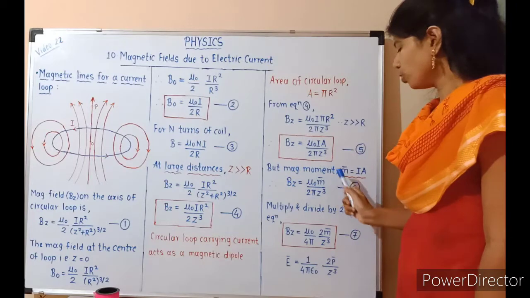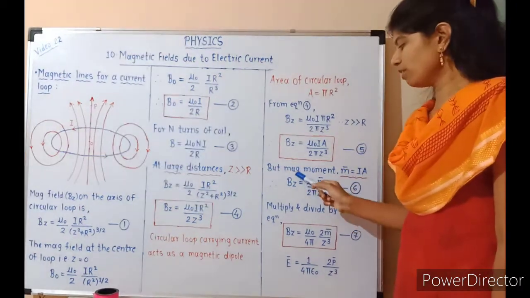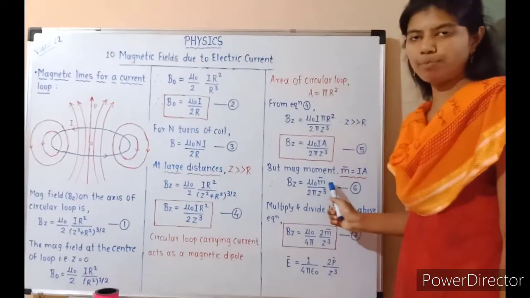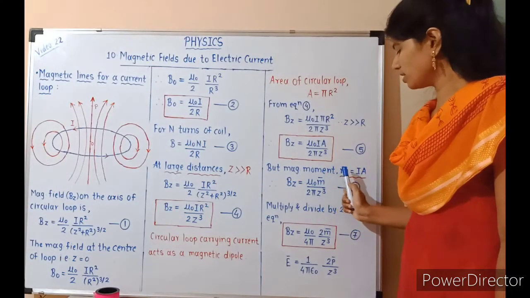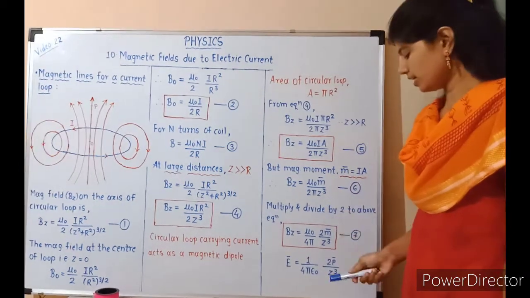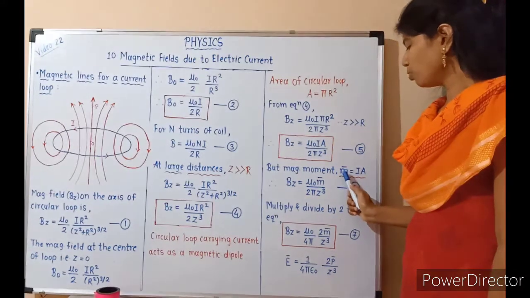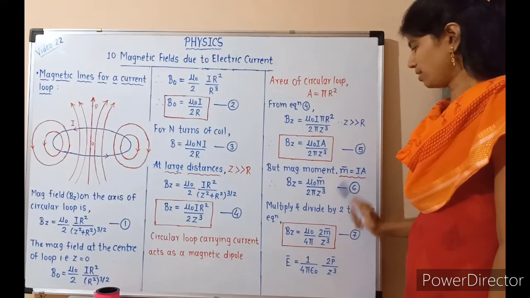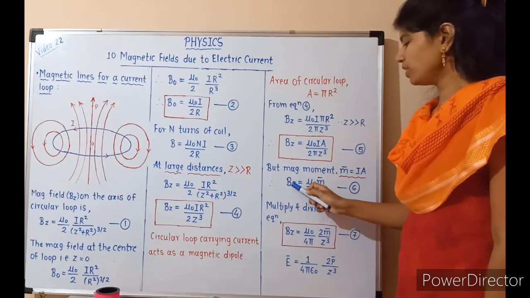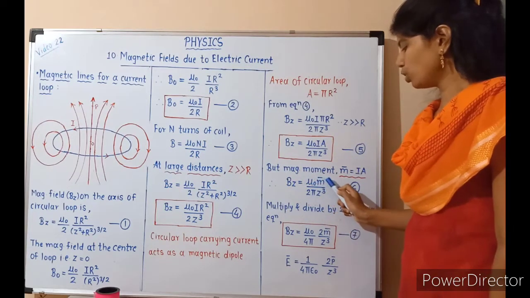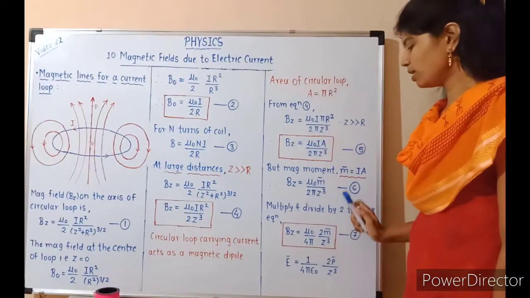But the magnetic dipole moment m bar is equal to I A. In the previous lecture we have already studied the magnetic dipole moment and electric dipole moment. The magnetic dipole moment is given by m bar, and the electric dipole moment is given by p bar. So substitute I A is equal to m bar, then we get Bz is equal to mu 0 into m bar upon 2 pi z cube. This is your equation number 6.